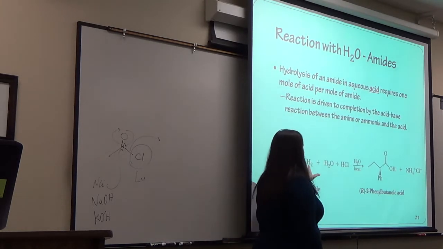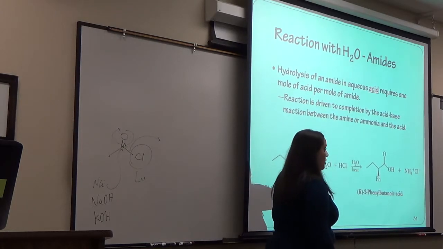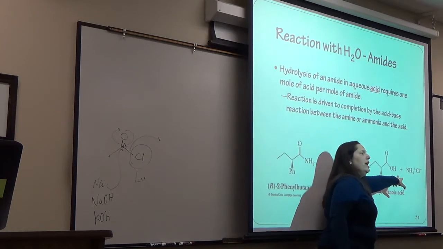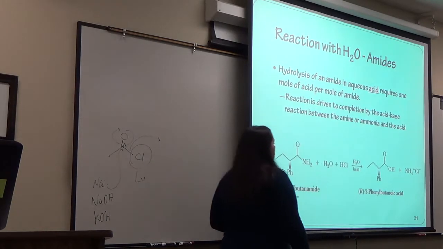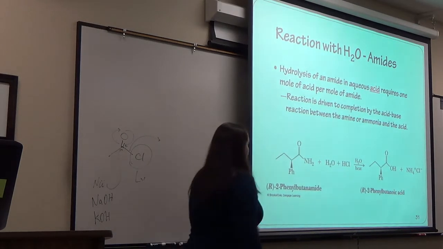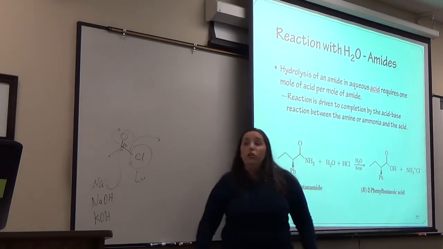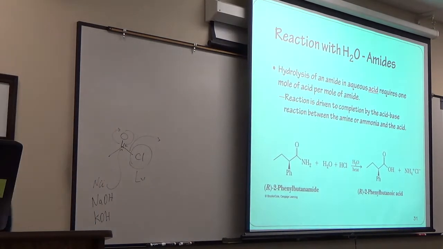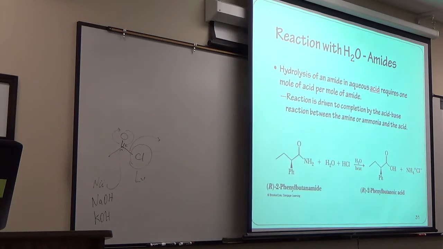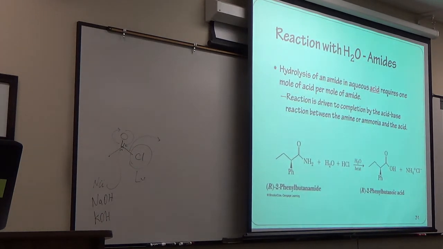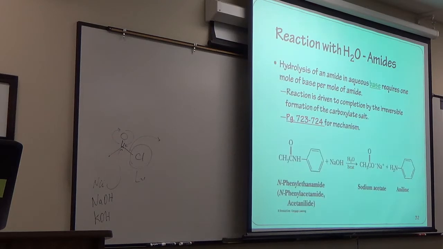Okay, but again, the nitrogen leaves because of the attack of the nucleophile, and then what you get is that salt, the ammonium chloride. Again, you have the chloride from your acid, and then the nitrogen leaves as that ammonium ion. But again, this is not a very robust reaction, because nitrogen is not a good leaving group.